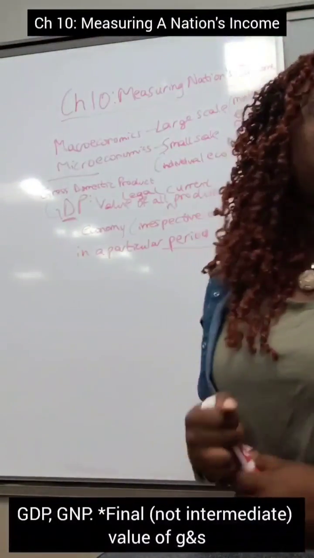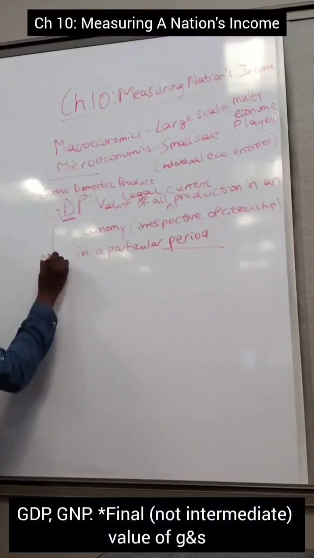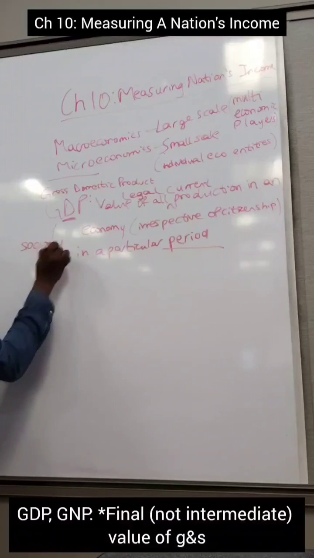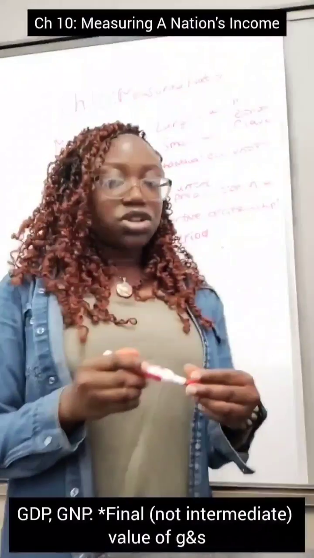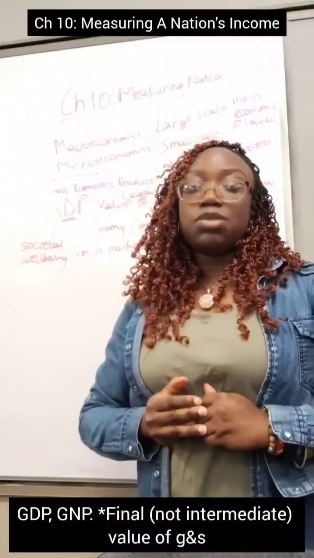And something else that I want to emphasize is GDP is a very good measure. It's a very common measure of what we call societal well-being, right? So when you say the GDP of the United States is in, let's say, trillions of dollars, that tells you relatively the US is doing pretty well in terms of production, right?